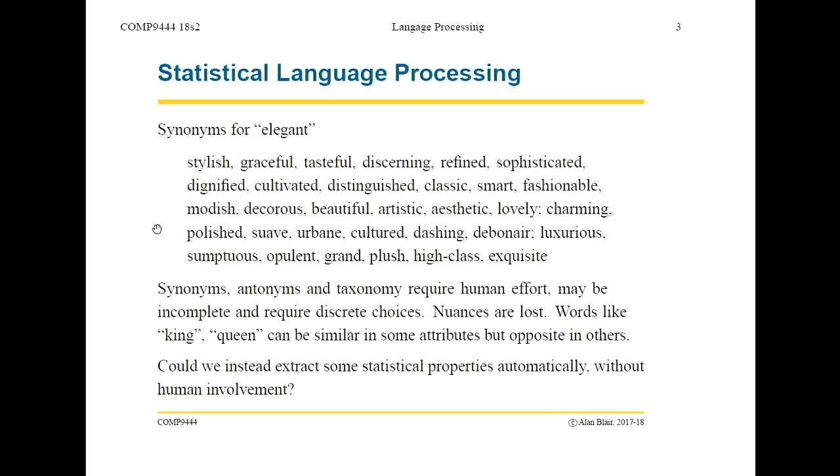But as I said, first of all, these things require human effort to put them together. And they may be incomplete or require choices. Some of these things you may have some disagreement about whether it's really a synonym for elegant or not. I don't know, modish. What is modish? And then by grouping the words together like this, the nuances are lost. The thesaurus is effectively treating all these words as being the same, but in fact there are slight differences, and some linguists have argued that you can find semantic differences between any pair of words. That there's no such thing as absolute synonyms.